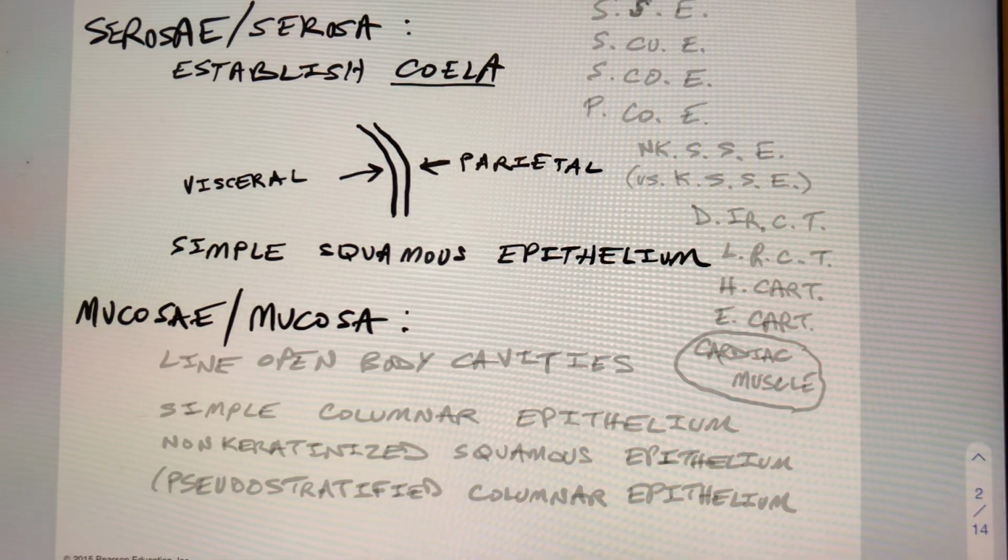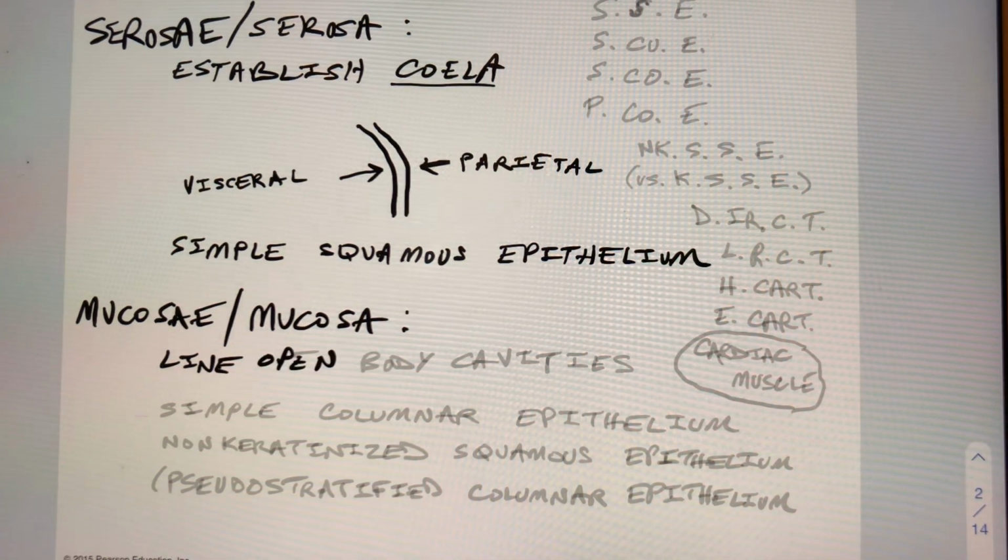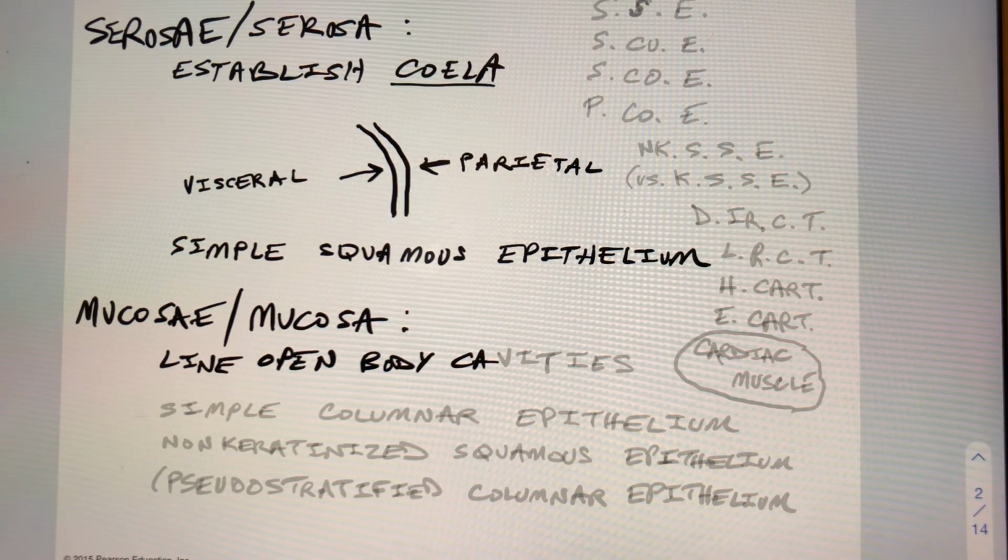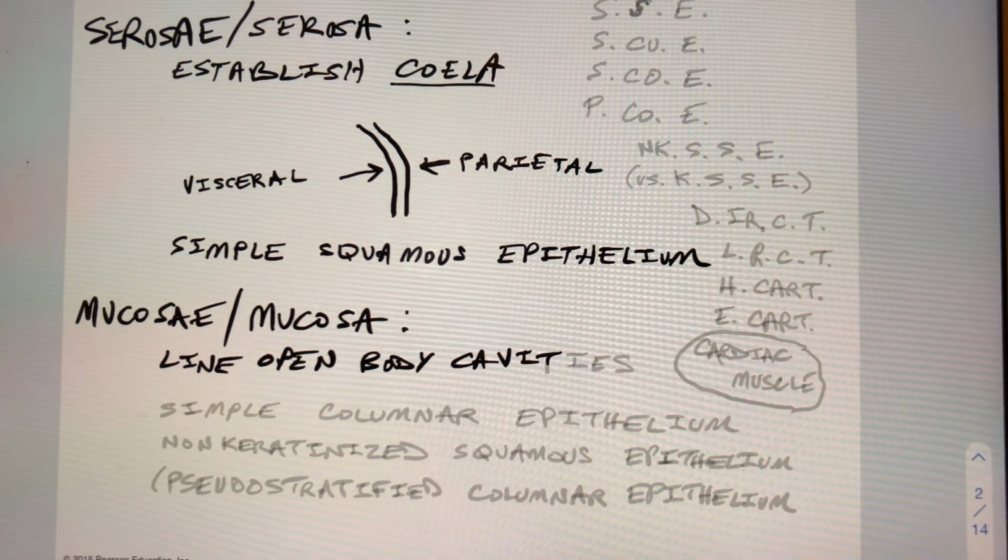Mucosae are the sheets that line open body cavities, like the oral cavity, the nasal cavity.